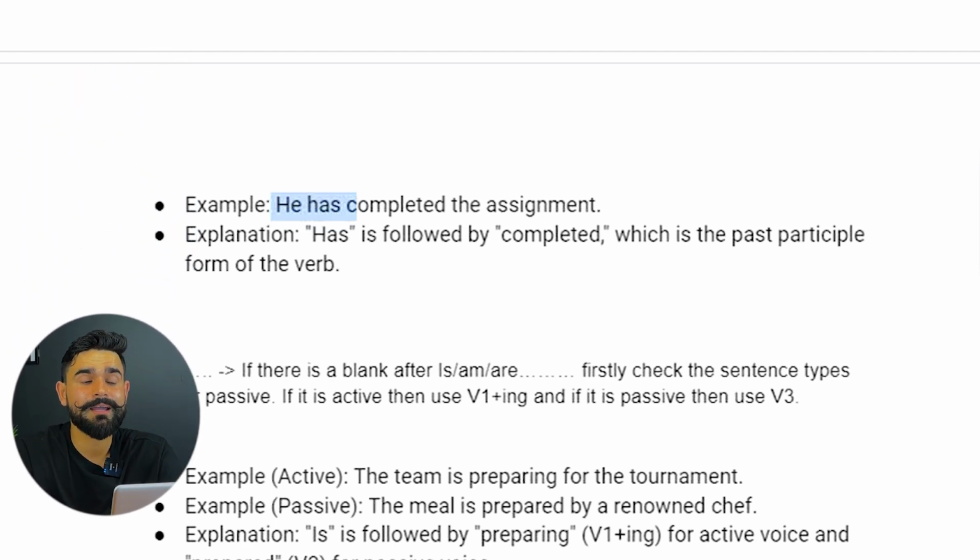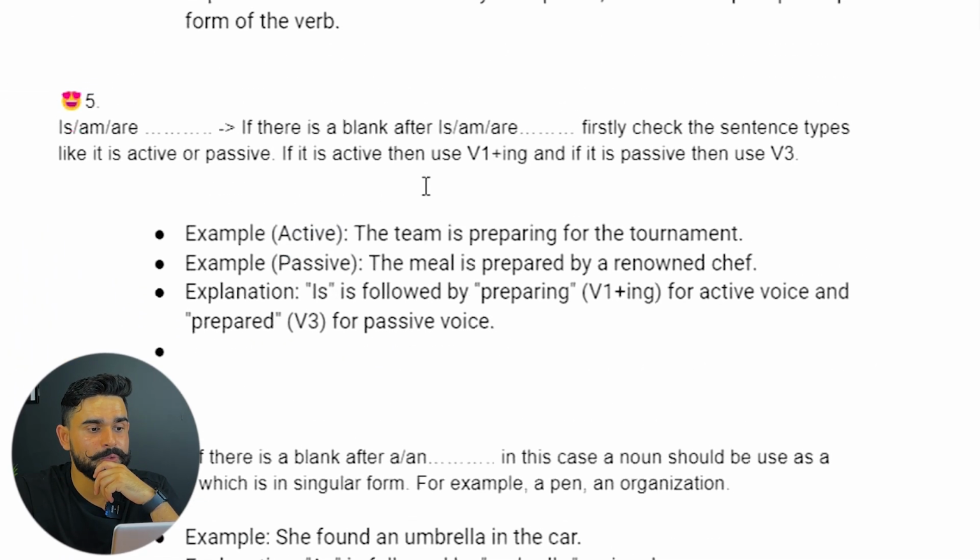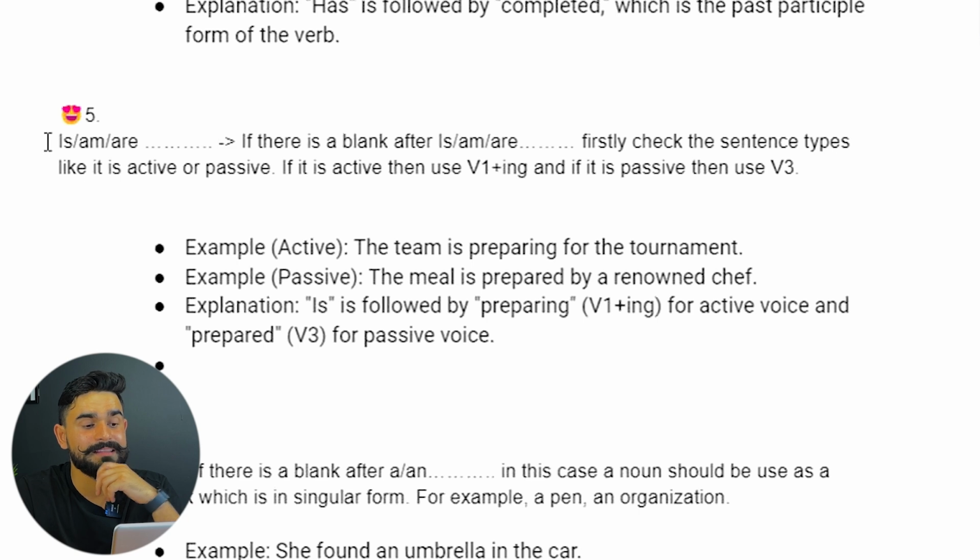Now let's have a look at the fifth one, guys. In the fifth one, if there is is, am or are and there is a blank after that, usually there is V1 plus ing, first form of verb and ing. And this is like if there is a passive voice, guys. For example, in the passive voice, you use the third form of the verb after is or am, and if there is a blank after that.